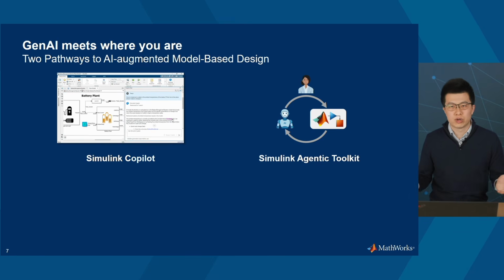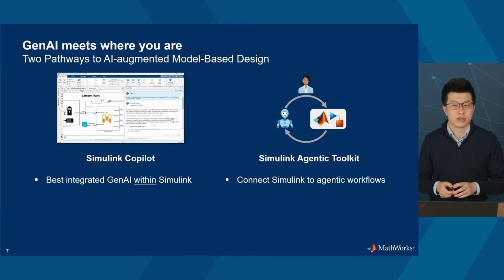So you might wonder which one fits you the best. And the answer to that question depends on your specific use case and your setup. If you want to stay in Simulink and you like having Copilot assistance right at your fingertips, Simulink Copilot will provide the best integrated Gen AI experience within Simulink. If you already have access to a coding agent and want to integrate it with Simulink, then the Agentic Toolkit helps you connect Simulink into your existing Agentic AI workflows.